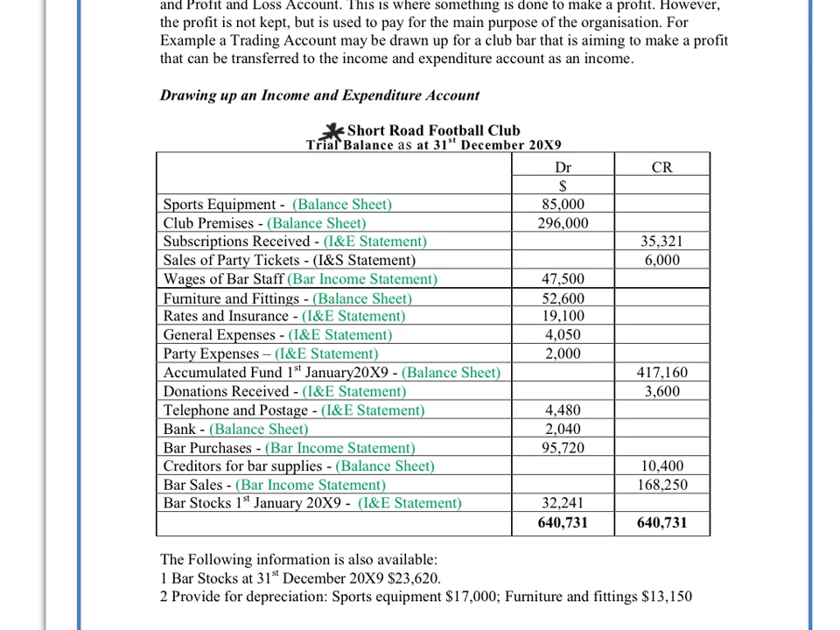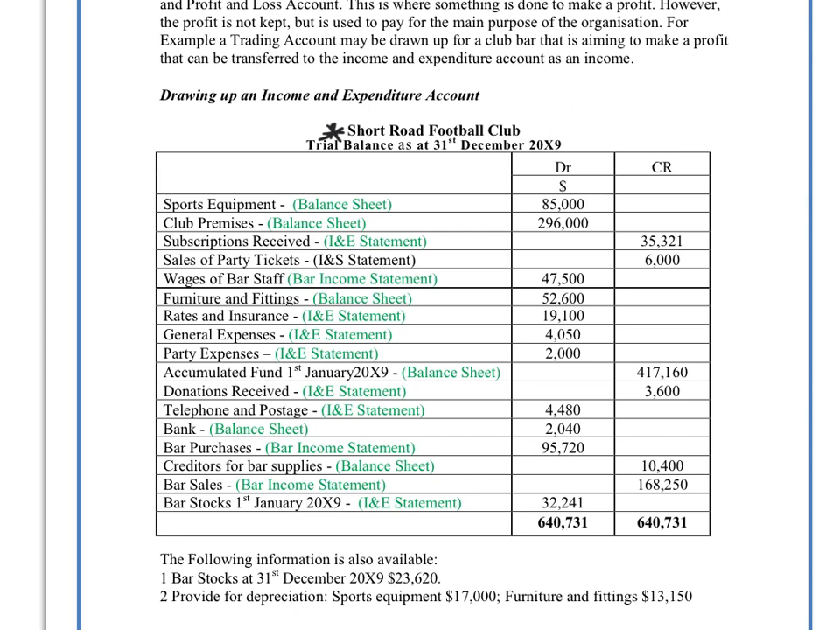So if you had a football club, you might operate a bar or a restaurant. So at the end of the game, everyone goes into the bar or the restaurant. And it's run as a business, and it's taxable also as a business. But its profits are then ploughed or given back to the club to help to pay for new equipment or to reduce the subscription fees for next year.